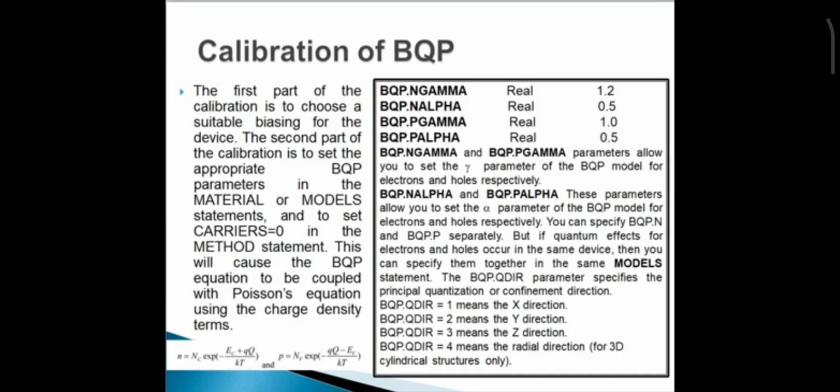For semiconductor with spherical band, BQP.QDIR will have no effect. The special case of BQP.QDIR is equal to 4 applies to 3D cylindrical structure only. It specifies quantization in the radial direction.